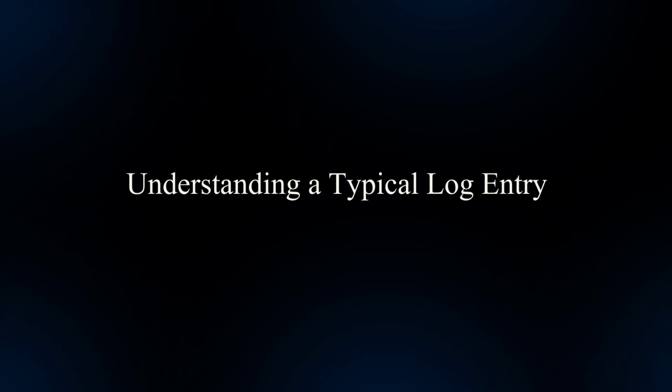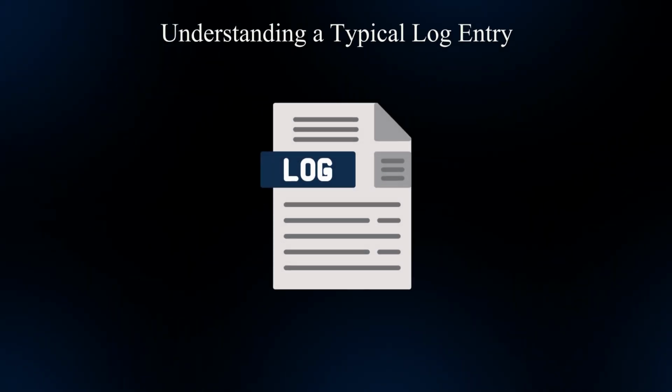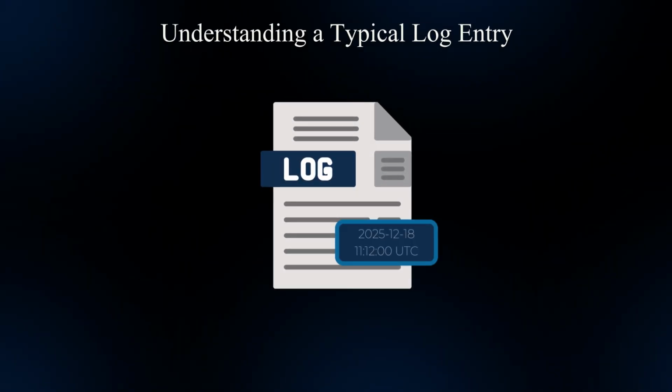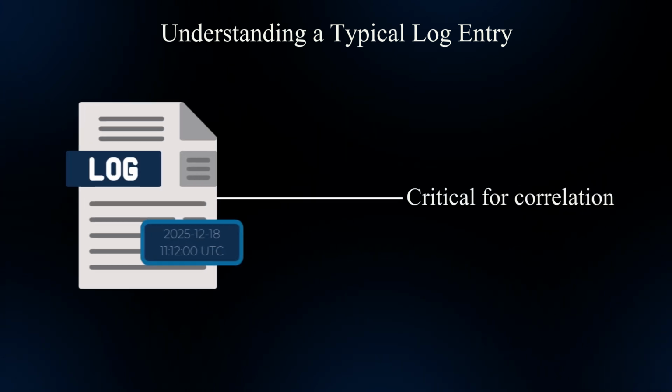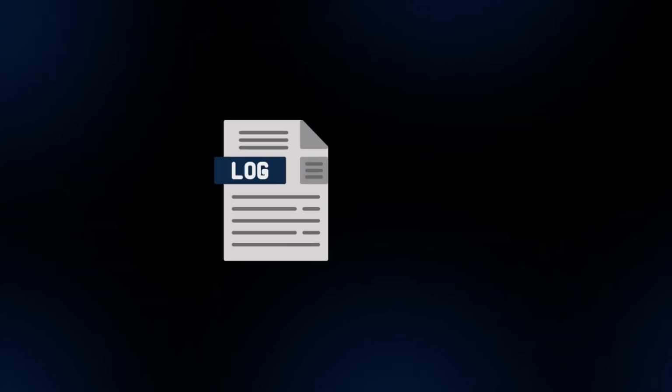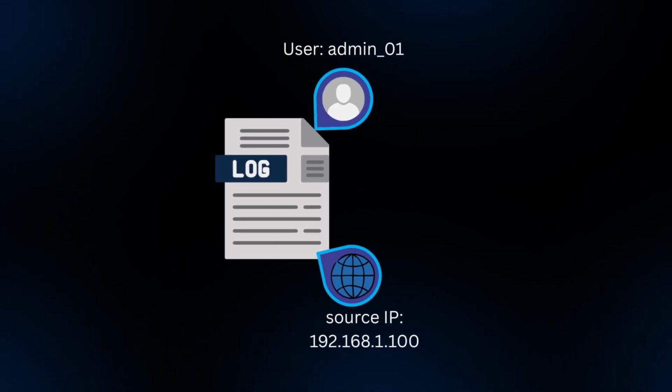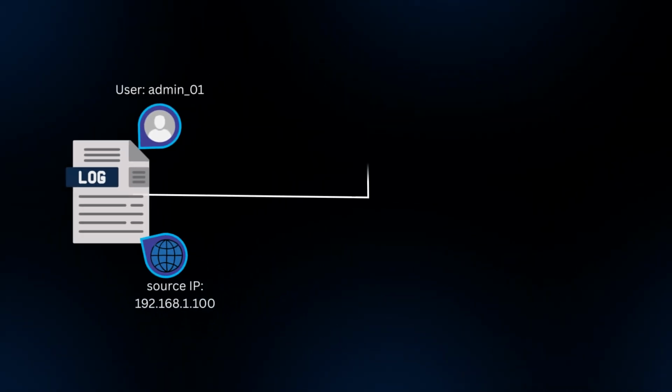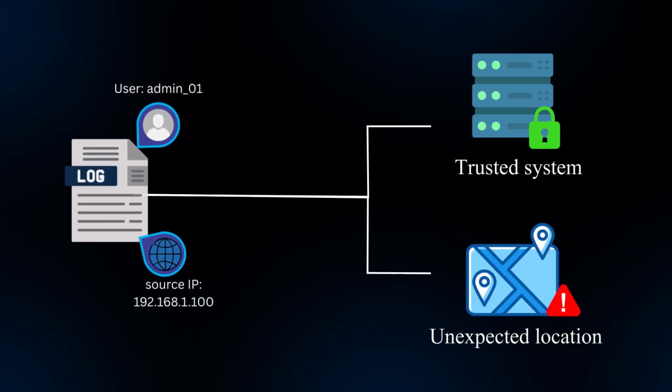Understanding a typical log entry. Let's break down a common log line. First, the timestamp tells you when the event occurred, critical for correlation with firewall logs or SIEM tools. Next is the user and source IP. This helps you identify whether the connection came from a trusted system or an unexpected location.